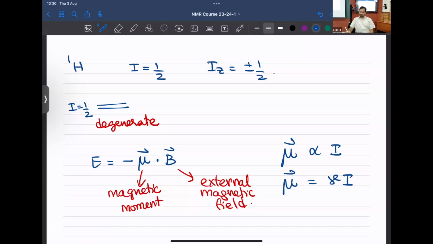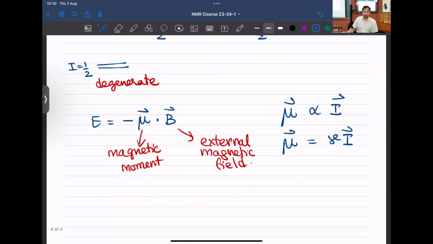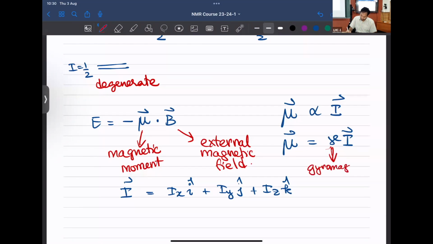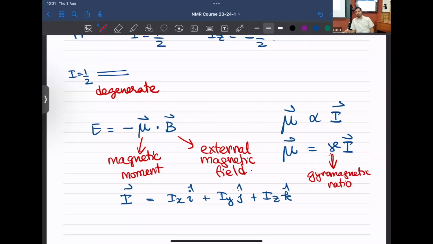You might immediately ask, I put a vector symbol on the left, why didn't I put on the right? It actually goes on to the nuclear spin quantum number. So what are the components of the nuclear spin? The I vector is going to be given by Ix i plus Iy j plus Iz k. And what did we say is the gamma? Commonly referred to as gamma, it's called the gyromagnetic ratio. If you have I that's non-zero, you have a magnetic moment. The instant you have a magnetic moment that's non-zero, if you put in a field, it's going to have its own energies.